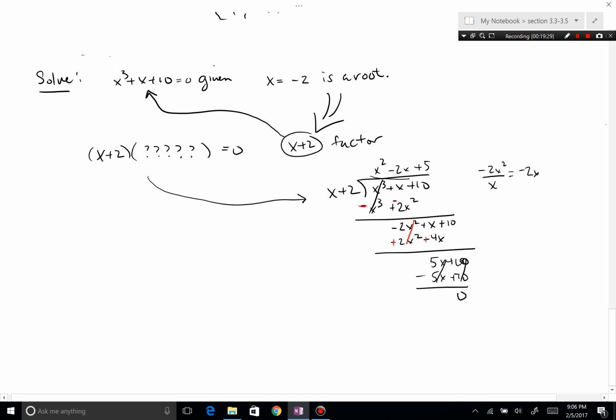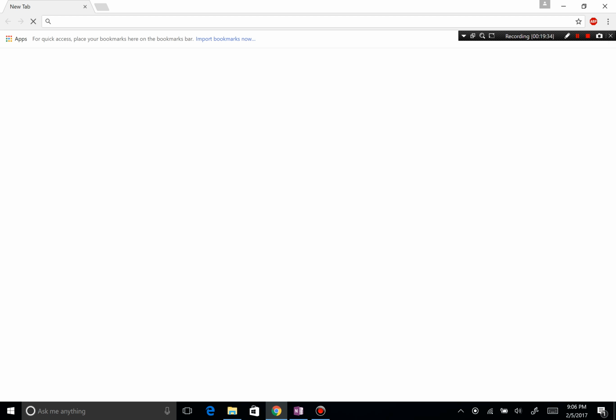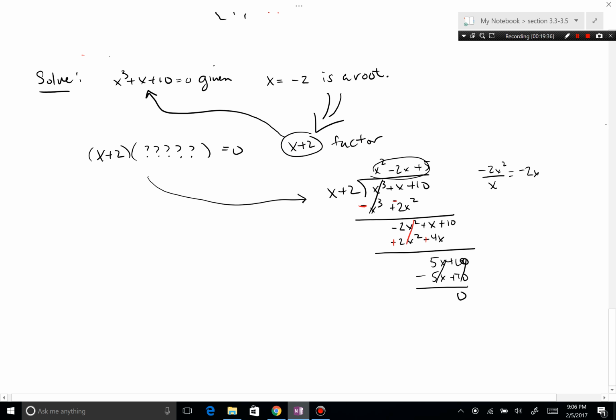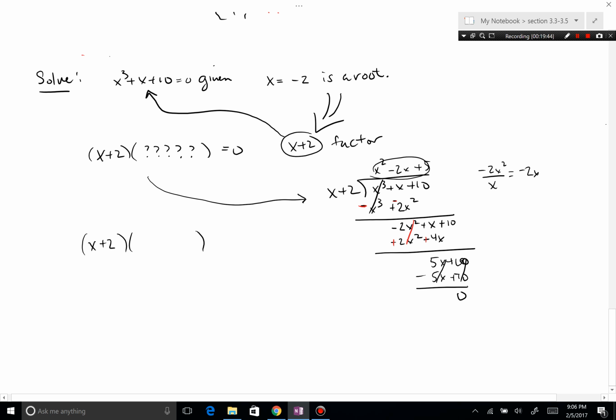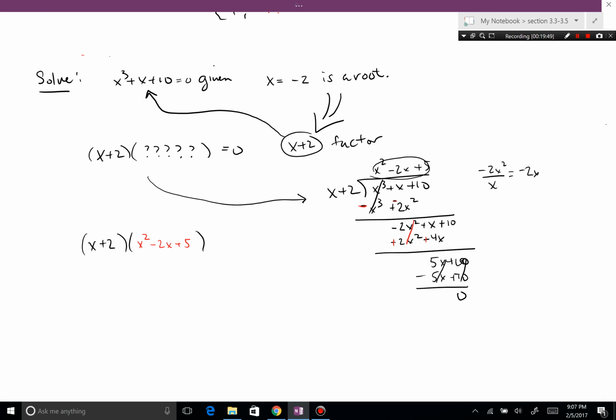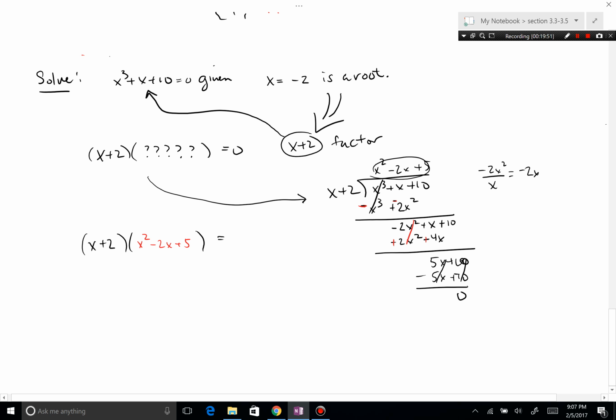So what does this mean? This means that now we know that x plus 2, and the thing that goes in our fancy little question mark area is going to be x squared minus 2x plus 5. Congratulations, we have officially figured out what the other factor is. Now we could finish solving this because that's our job, to solve.